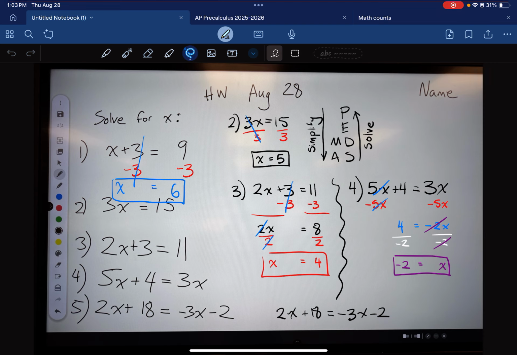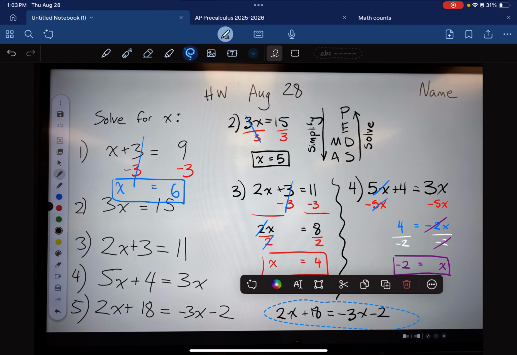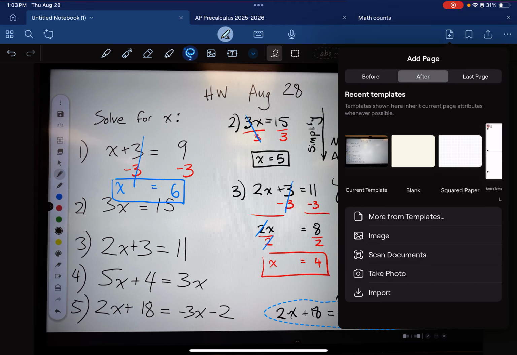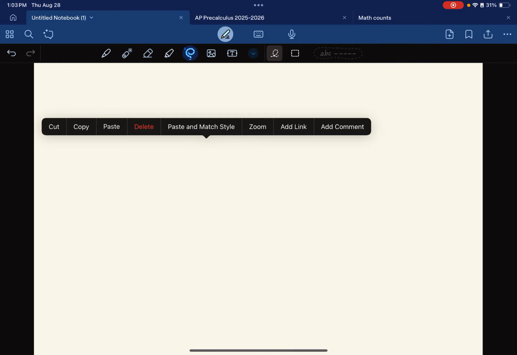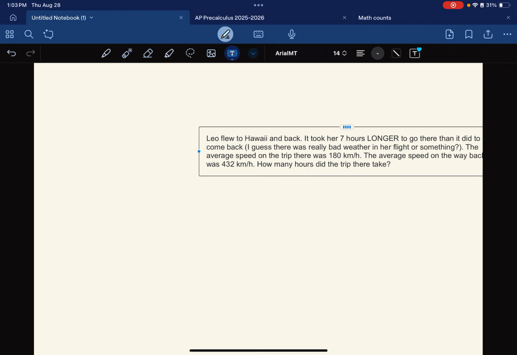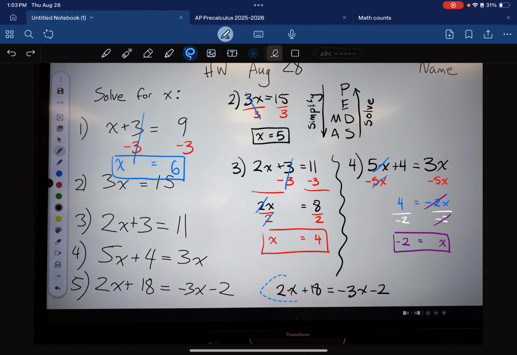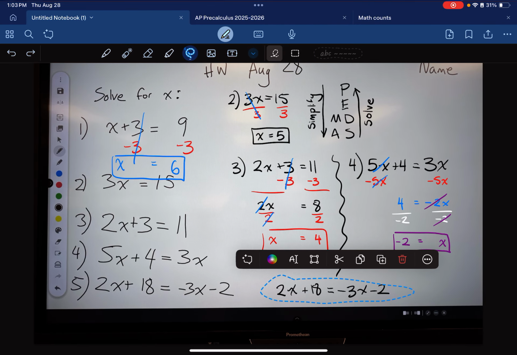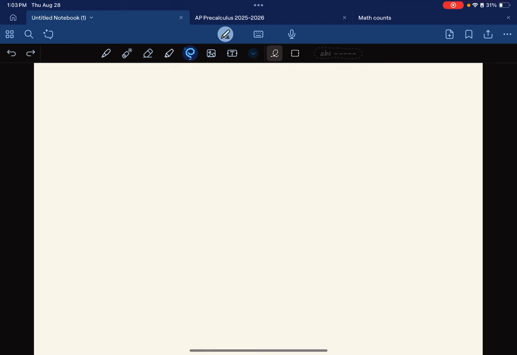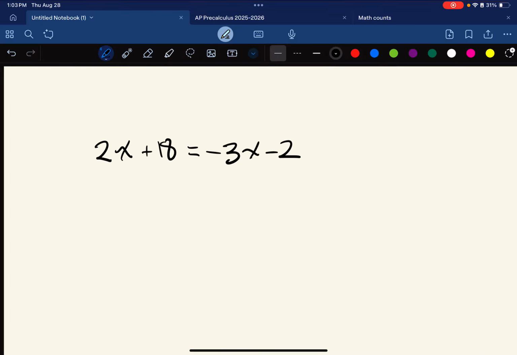I need some paper, so let me copy and paste this onto a new piece of paper. So I'm going to copy you, and I'm going to add a new blank piece of paper, and I'm going to paste it right here. How's that? That's not copying and pasting. Come on. I'm going to grab you. I'm going to copy. I'm going to come over here. I'm going to hit paste. There we go. Okay. This is question number 5.